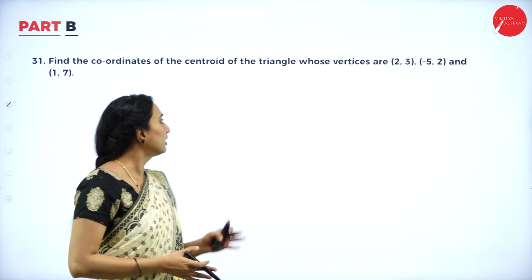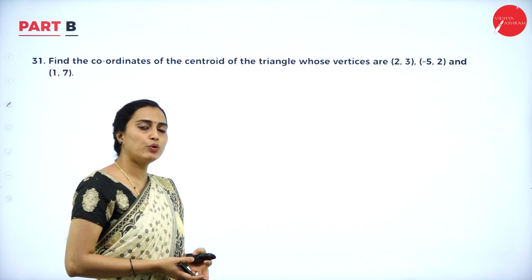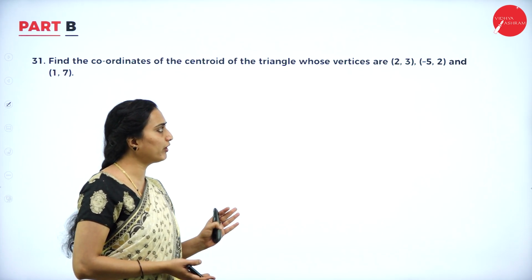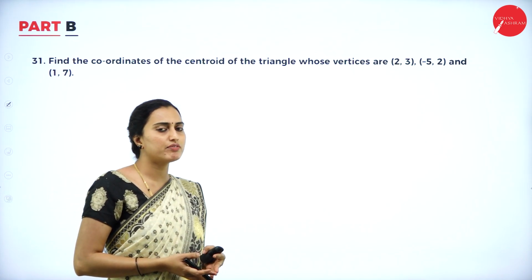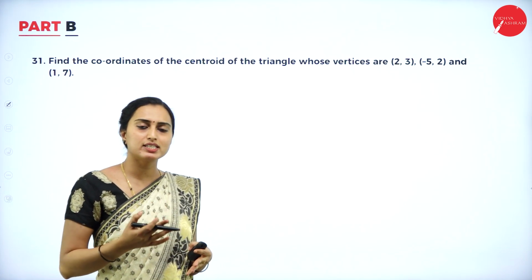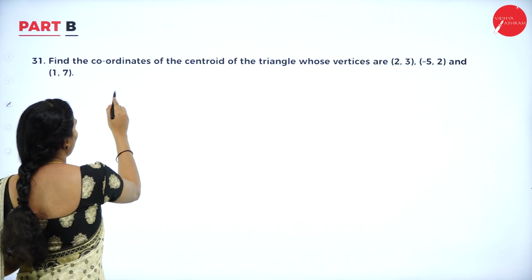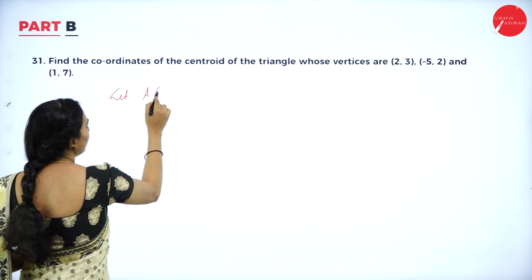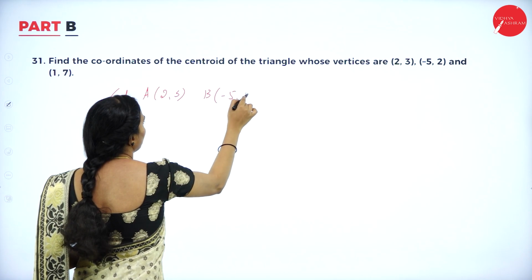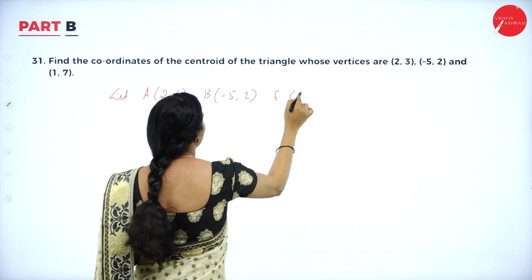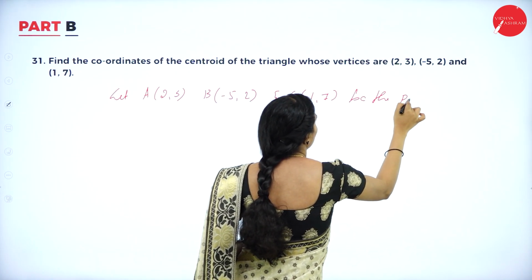So what they've asked: find the coordinates of the centroid of the triangle whose vertices are 2, 3, minus 5, 2 and 1, 7. Centroid of the triangle formula is given by x1 plus x2 plus x3 by 3, y1 plus y2 plus y3 by 3, isn't it? Let me call the given points as A of 2, 3, B of minus 5, 2 and C of 1, 7. Okay.